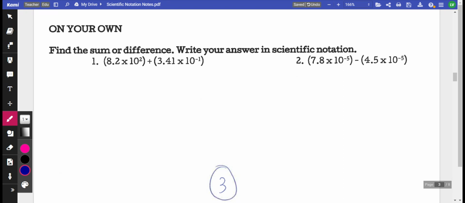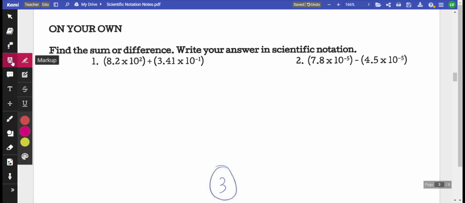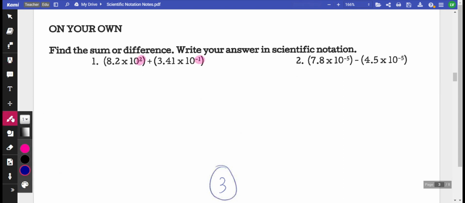So let's go over this now. Number 1, we have the power of 2 and the power of -1. Well, they're not the same, so I need to change one of them. I'm going to make -1 become 2 by adding 3. Because I'm adding 3 to my exponent, I need to make my factor smaller by a power of 3. So 1, 2, 3 to the left.